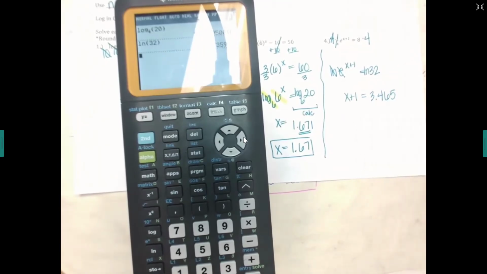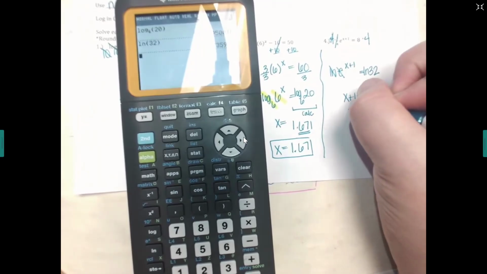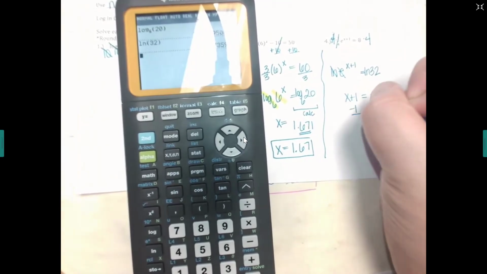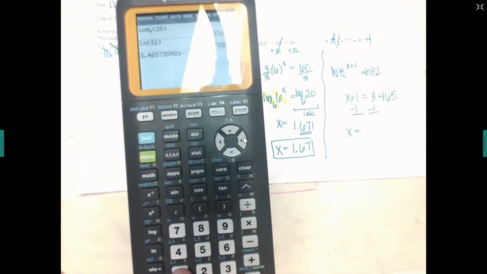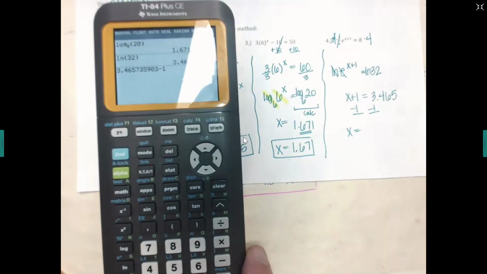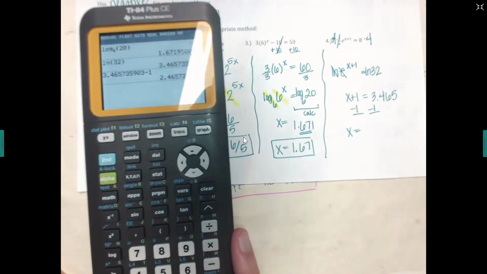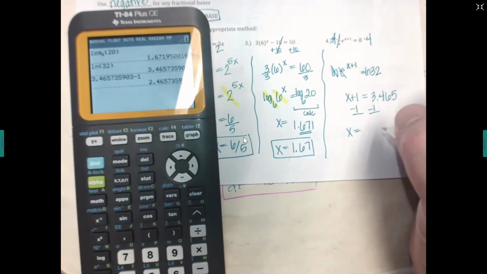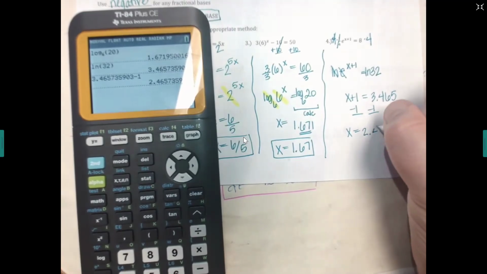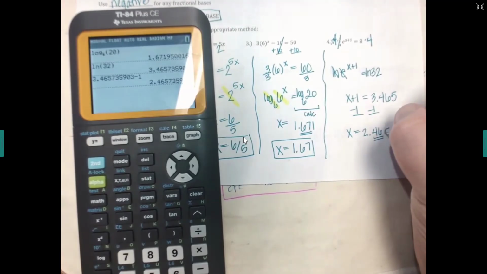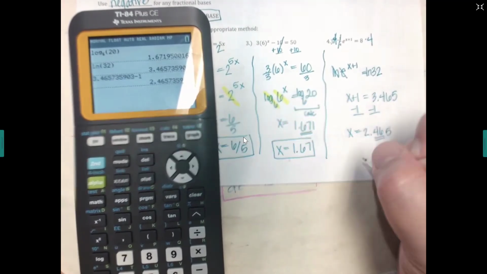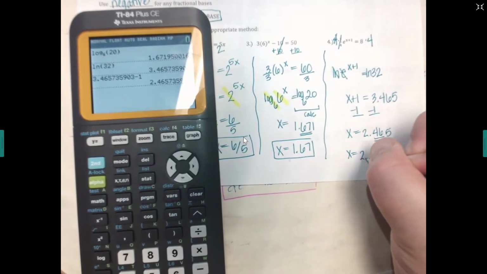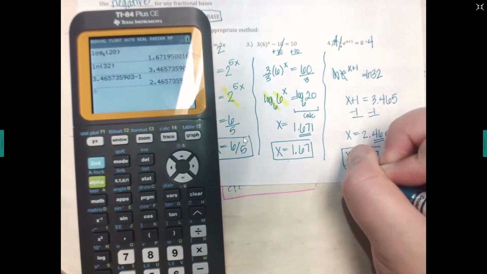And then how do I get rid of the plus 1? Minus 1. Remember, just like on the homework, you don't want to round till the very end. So I'm going to take that long decimal, take away 1 from it, and then I'll round it at this point. So I got 2.46 followed by a 5. So what would that round to? 2.47. Very good.